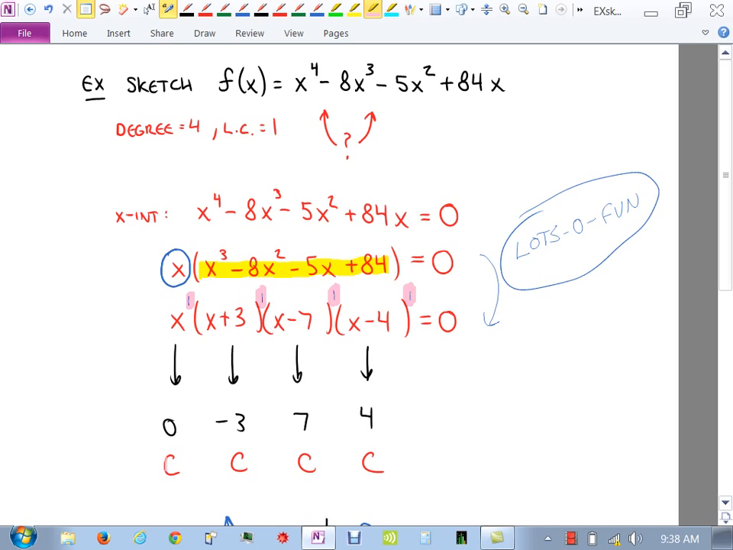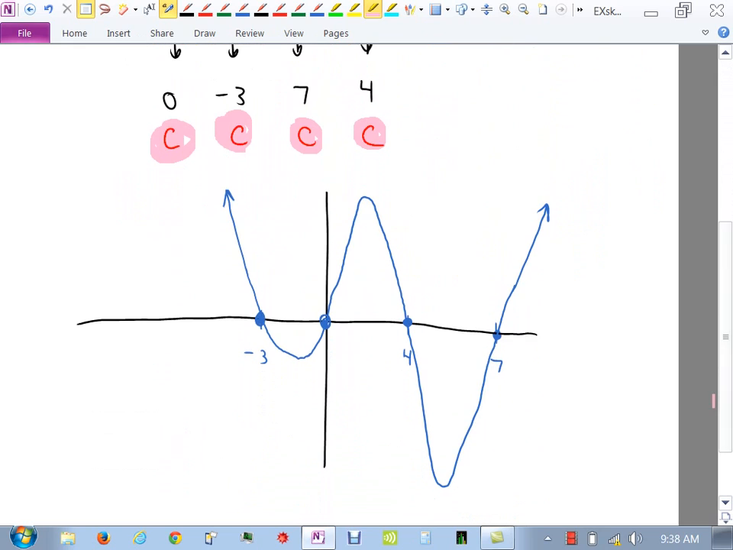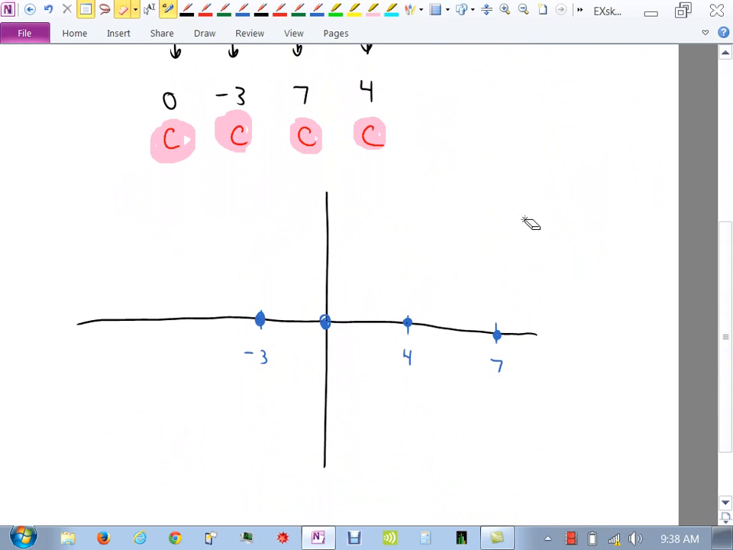Every single one of these factors has an odd power on it. And because of that, we will cross, I just put a C here, cross, cross, cross at every one of these. So when I go to draw it, let me get this out of here. I put all my X-intercepts there. I know on the left it goes up, the right it goes up, and I must cross through every one of these. So I cross through at -3. I got to come back up and cross through at 0. Got to come back down and cross through at 4, and then I've got to cross through at 7. And that's my picture. So that's pretty much it.